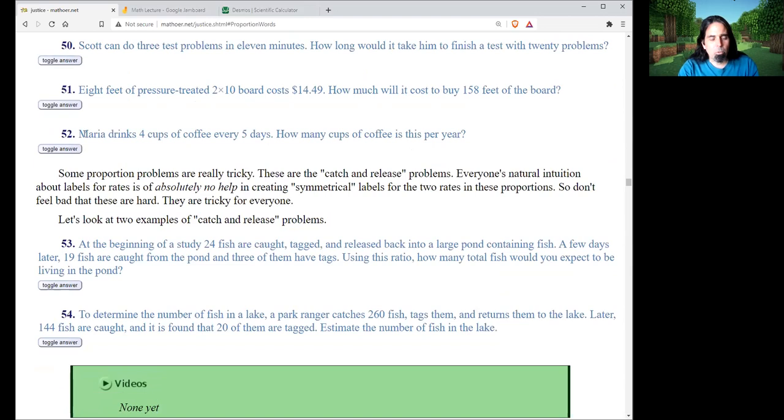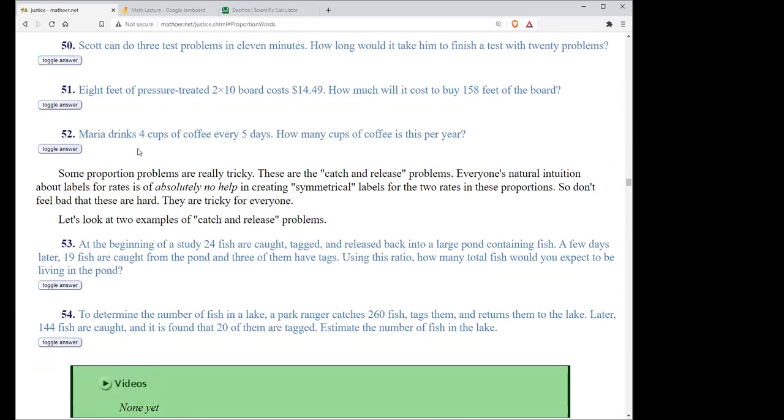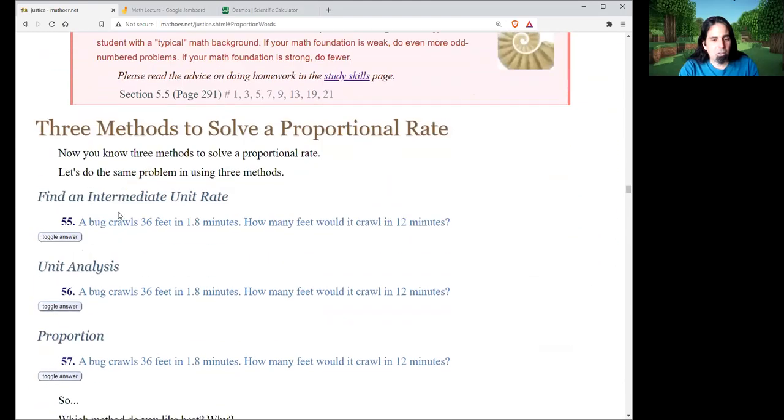Okay, do you want to do number 52, or are we good for homework readiness? I think I'm homework ready. Me too. Okay, well, the answer's there if you need to peek at it later.